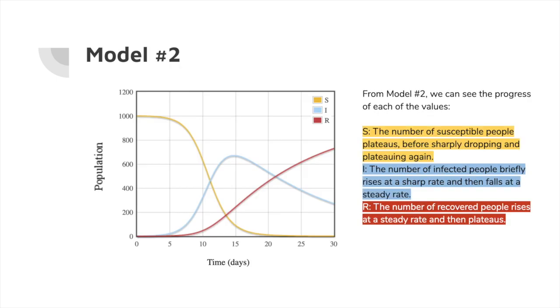So for model number 2, the number of susceptible people plateaus before dropping sharply. The number of infected people briefly rises at a sharp rate and then falls at a steady rate, and the number of recovered people rises at a steady rate and then plateaus.